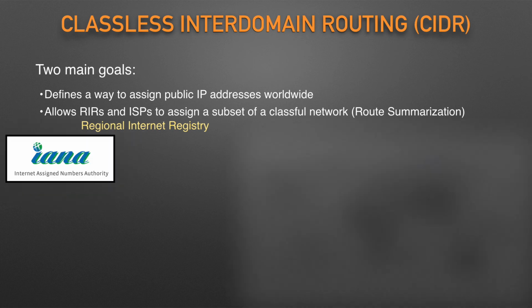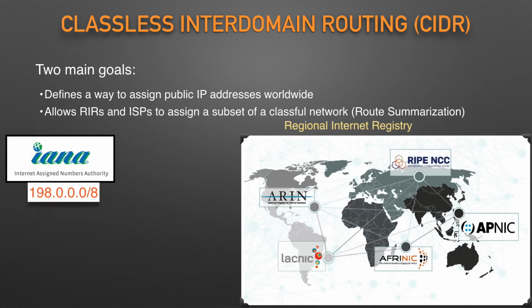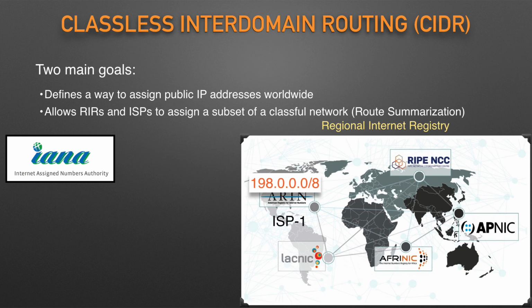IANA allocated all addresses that begin with 198 to one of the 5 regional Internet registries, RIR, and that RIR assigned this entire range to one big ISP in that part of the world. The assignment of all addresses that begin with 198 to one ISP lets other ISPs use one route, a route for 198.0.0.0/8, to match all those addresses, forwarding packets for those addresses to ISP 1.